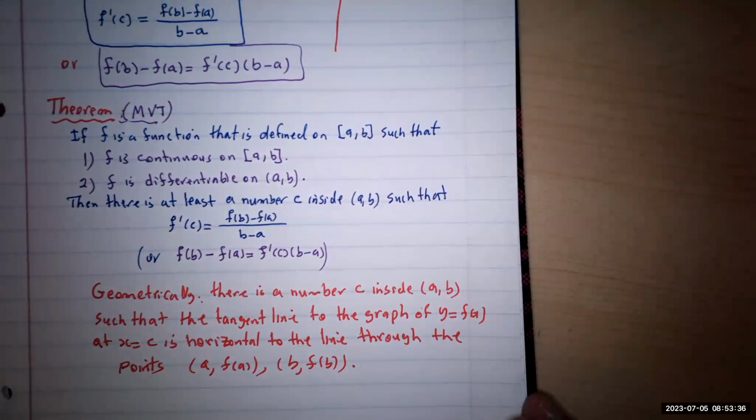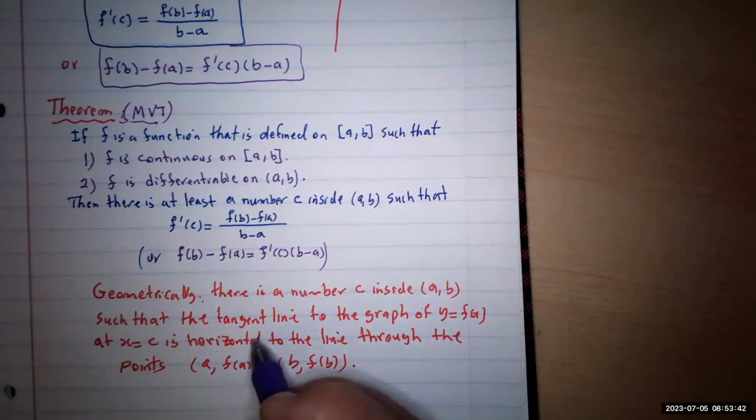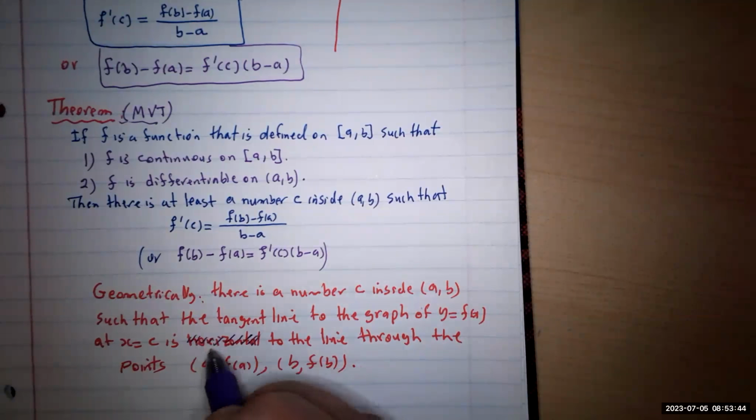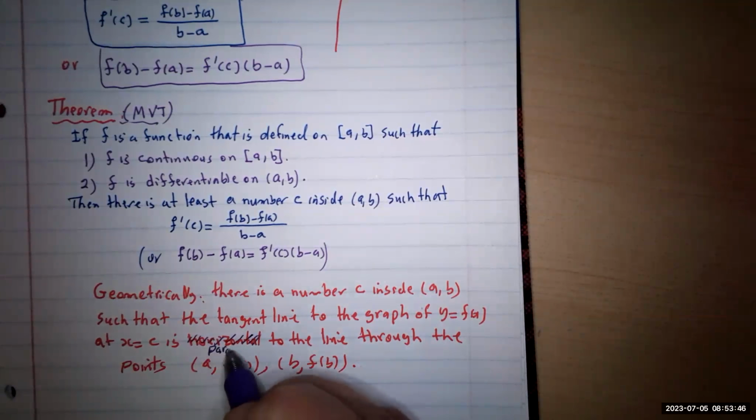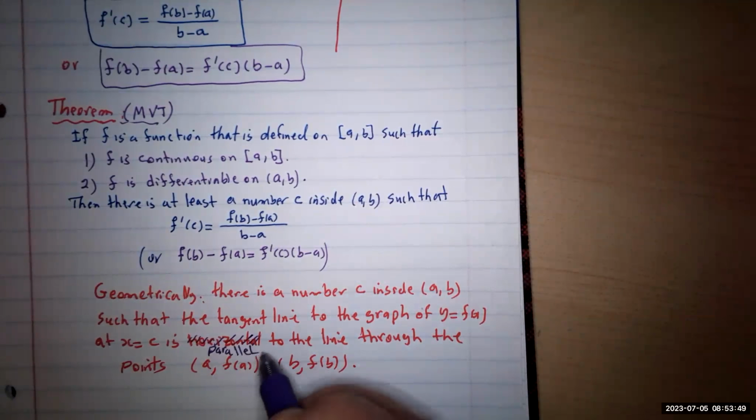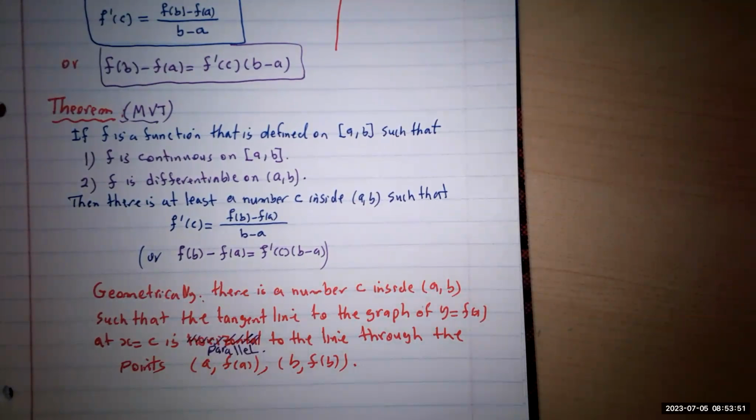Do you mean parallel or is it horizontal to the line through those points? Oh, yes, thanks a lot. It's parallel, of course, yes, thank you. Very good, yeah, parallel. Parallel to the line through the points A, f of A and B, f of B.